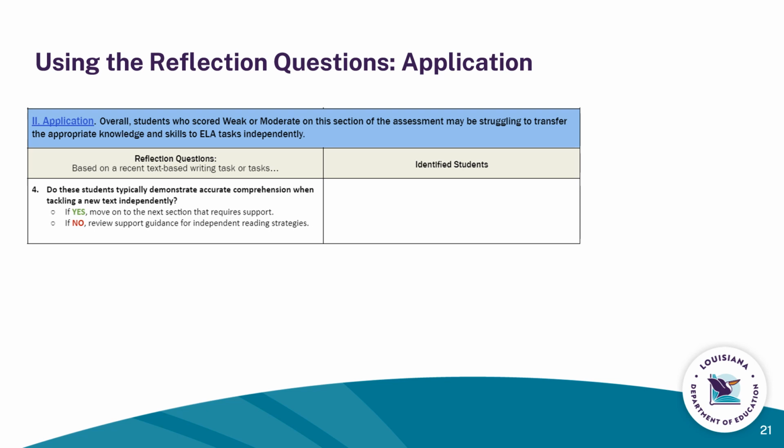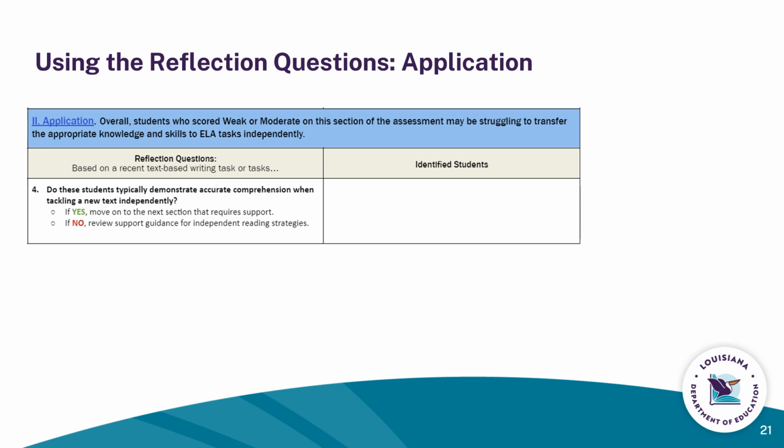You are now going to repeat the process for students who are placed into the application group. That is, those students who are strong in the knowledge section but weak or moderate in the application section. This suggests that they may be struggling to transfer appropriate knowledge and skills to the ALA tasks independently. In this instance, there is only one reflection question to consider. As you look at a recent writing assignment, as well as other assessments for this group of students, note which of them seem to struggle with comprehension when looking at a new text on their own.